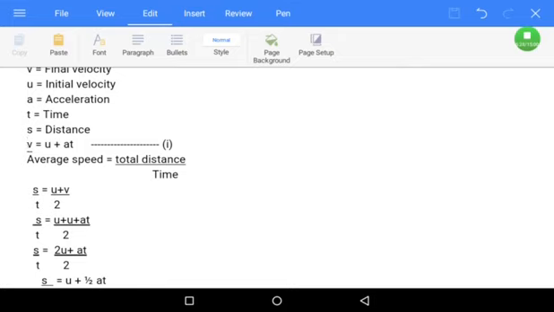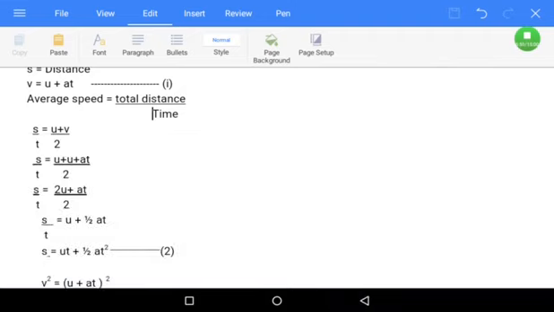Also, we know that average speed is total distance over total time traveled. Total distance over time, that's average speed. Now, when you say average speed, distance over time, s is distance, t is time, so s over t. But when we say average speed, it means we add the two speeds that we know, the initial speed u and the final speed v. We add the two of them together and divide by 2 to get the average.